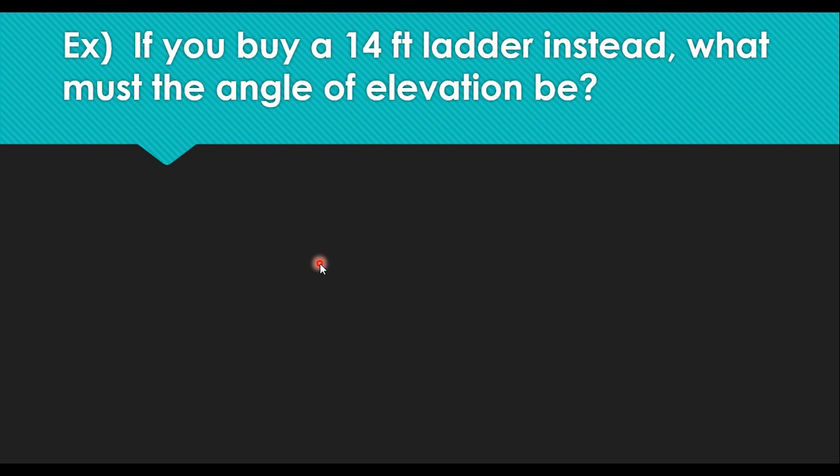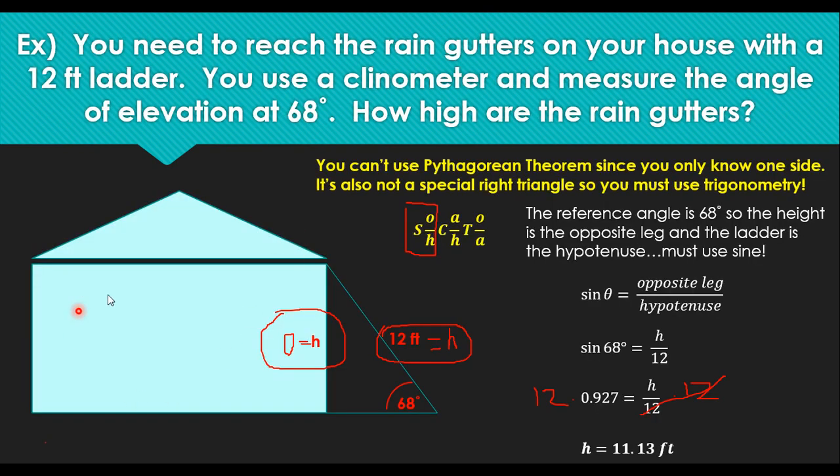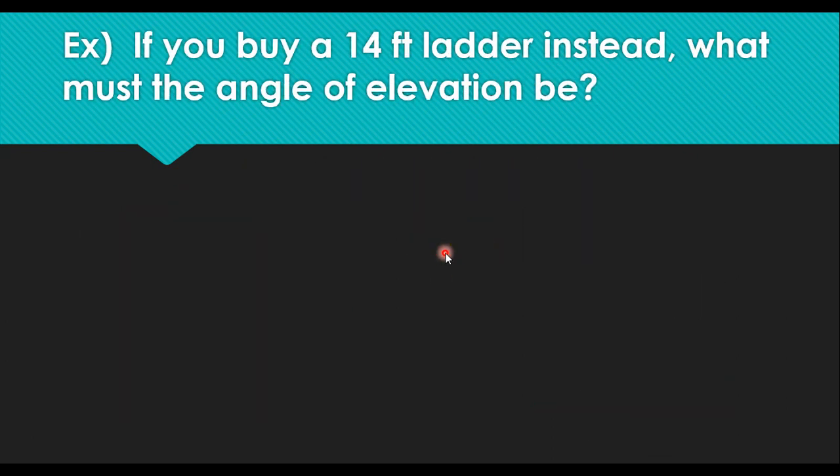Now, same situation, we still got our house. If we buy a 14-foot ladder instead, what is the angle going to be? So instead of having the angle known, I'm going to have this side known because we just found it, 11.13, and this side we're going to change, and figure out what this angle must be to make this a true statement, also using SOHCAHTOA. So here's our diagram, right? We don't know the angle anymore. This is my ladder. This is 14 feet, and this guy was the height that we just found last time.